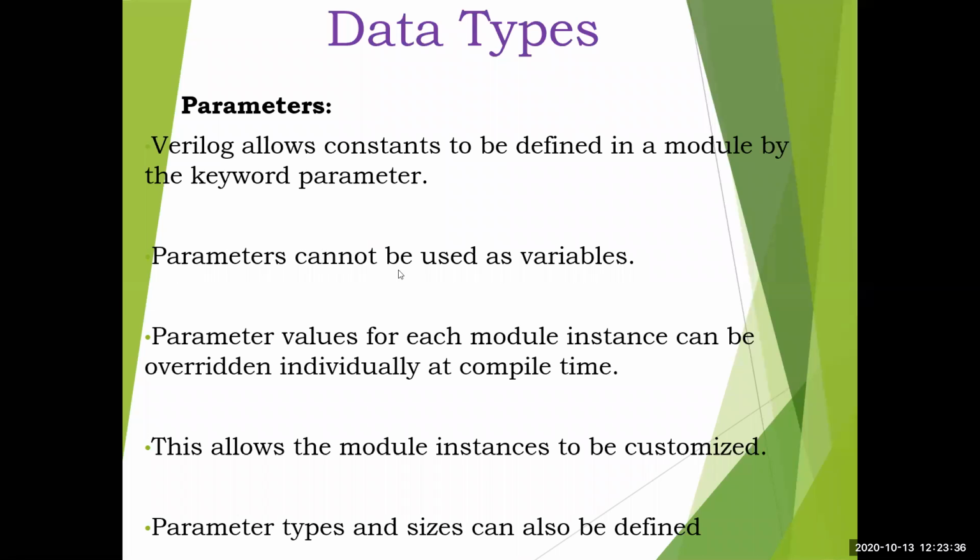Parameters cannot be used as variables, so parameter values for each module instance can be overridden individually at compile time. Whatever you declare will be modified at compile time. This allows the module instances to be customized. Parameter types and sizes can also be defined using the keyword parameter. I have not highlighted this; this is the parameter keyword.